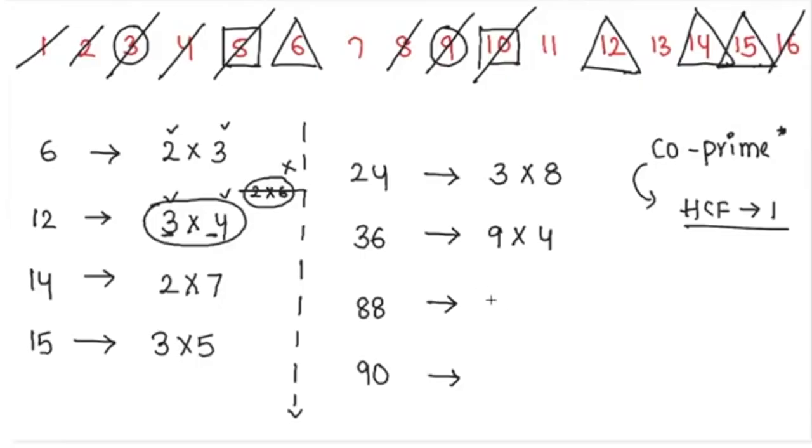Very good Yamuna. 88 can be written as 11 into 8. A number is said to be divisible by 88 if and only if that is divisible by 11 as well as 8.